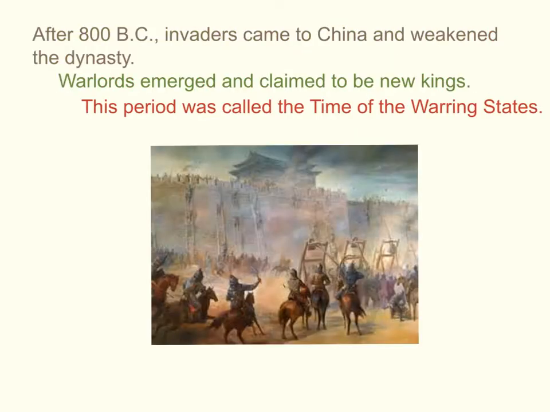A constant theme in Chinese history is invasions by nomads or by people from the north. After 800 BC, invaders will come to China, and they'll weaken the empire, weaken the dynasty. And so warlords start fighting and claiming to be the new kings of China. All these warlords start fighting with each other for control. This is a period that was called the Time of the Warring States. It began around 403 BC. That is the end of Section 1.